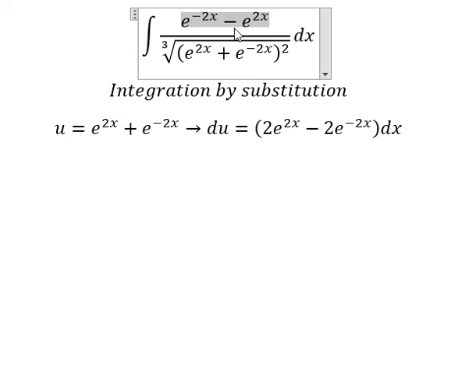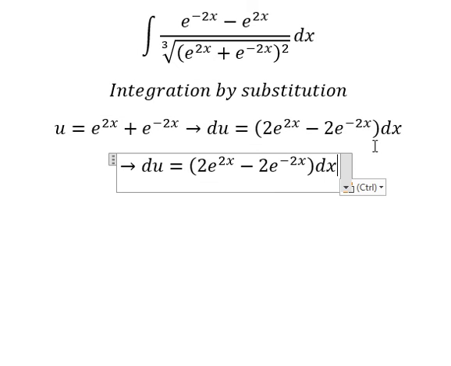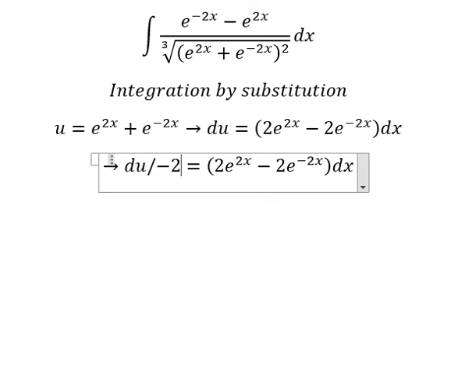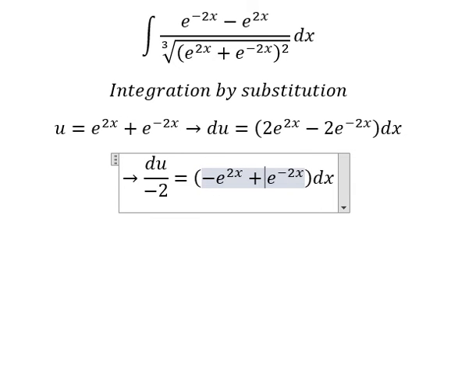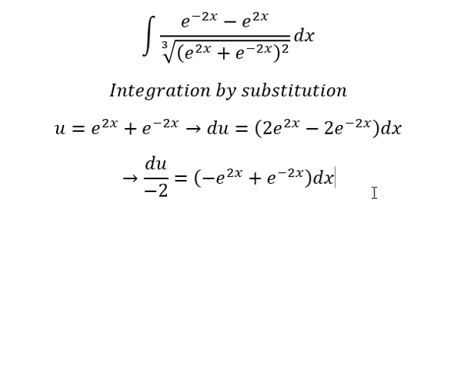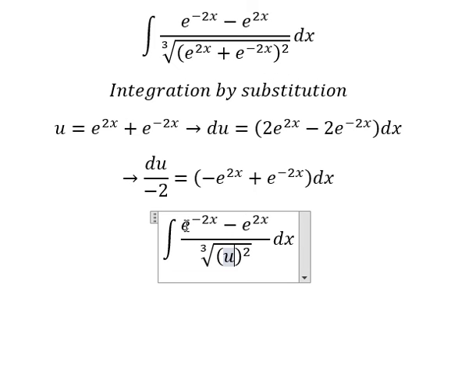So in here, we have e to the power of negative 2x minus e to the power of 2x. So that means we need to divide both sides by negative 2. So this one we change by u. This one with the x we change by u over negative 2.